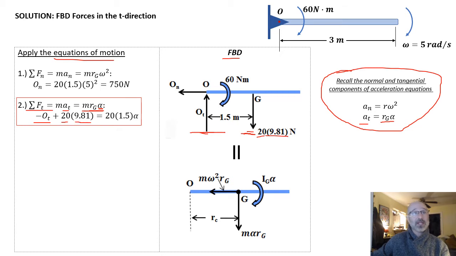This is equal to the right-hand side of my equation, where my mass is 20 kilograms, my r sub g is 1.5, and my unknown here is this alpha term. So I'm going to need another equation now because I have one equation and two unknowns. I don't know my O sub t and I don't know my alpha. So that's where we're going to come up with our third equation.